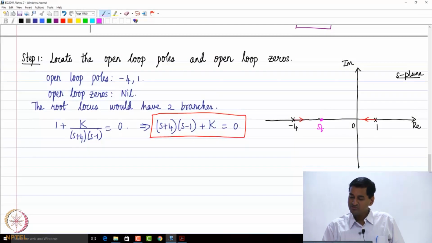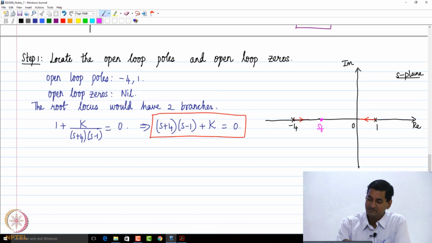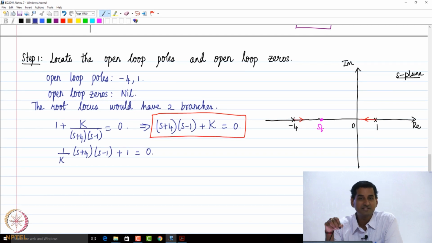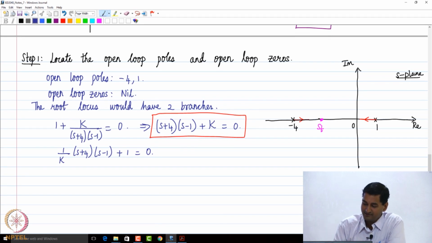So, now what is going to happen? The same equation I can rewrite as 1 divided by k times (s plus 4)(s minus 1), plus 1 equals 0. That sounds very strange. Now, if I put k to be infinity, I get 1 to be 0. That is not exactly what we want to convey. I am not doing a very tight proof, I am doing a logical argument here.